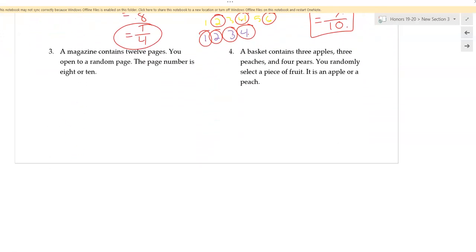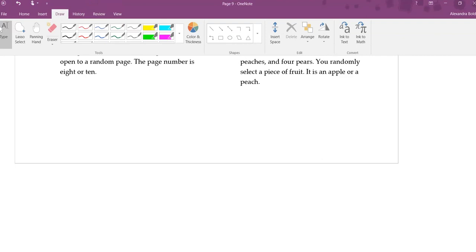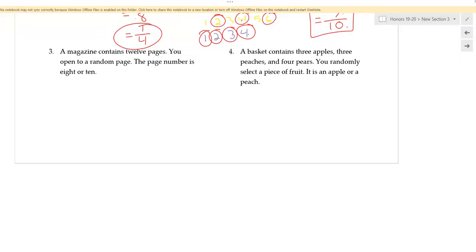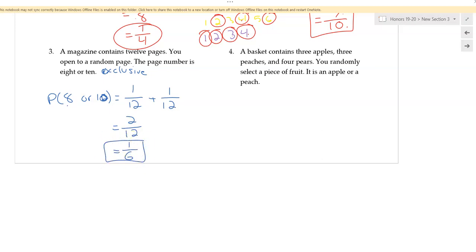Number 3, a magazine contains 12 pages. You open to a random page. The page number is 8 or 10. For this one, right, I cannot be 8 and 10 at the same time. Right, one page can't be page 8 and page 10. So this is exclusive. Probability of 8 or 10. Well, there's one page 8 out of the 12 pages and one page 10 out of the 12 pages, which is 2 out of 12. 1 out of 6.